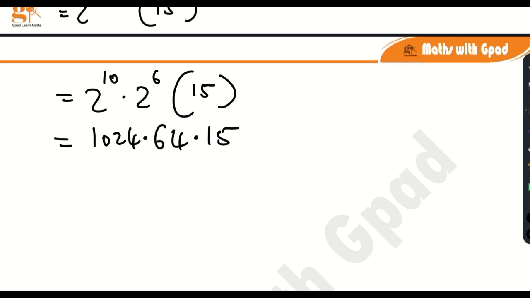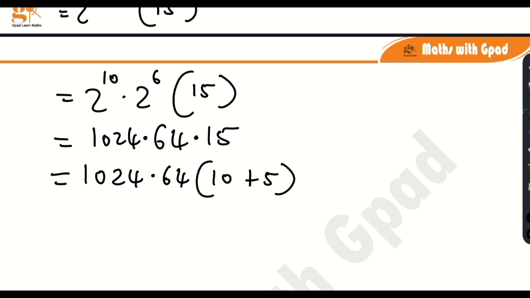See, what can I do to make it easy to multiply these numbers? Even though I can use the long multiplication method, I also want to make it easier for me. So 1024 times 64. I'm going to rewrite 15 as 10 plus 5 because it is easier to multiply 64 by 10 and by 5 than to multiply 64 by 15. You see the logic behind this now.